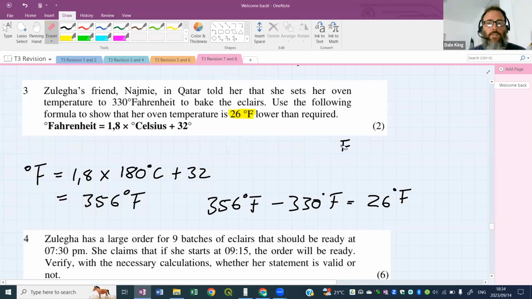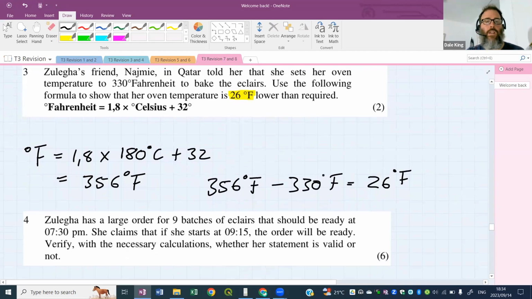Well done. Okay, so we had to pick Fahrenheit. We worked in Fahrenheit and we compared the two. When you compare, you're subtracting. And yes, it is 26 degrees Fahrenheit lower. All right, what else have they got? This is not too bad.